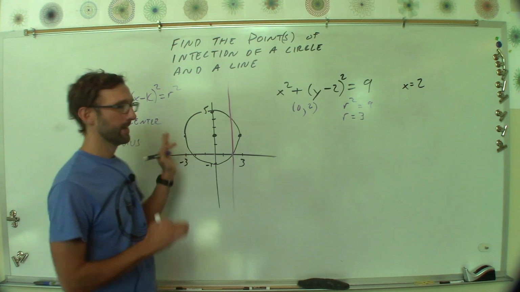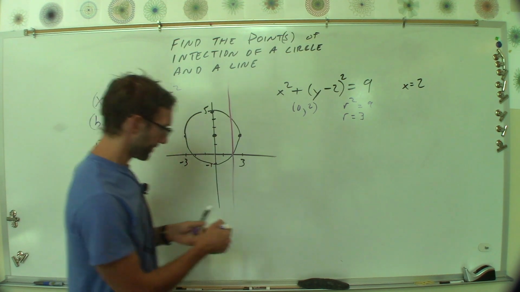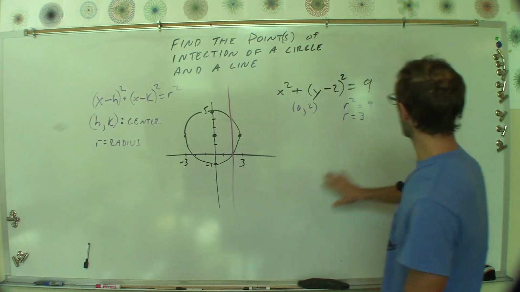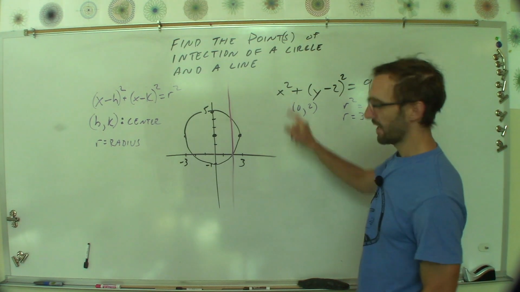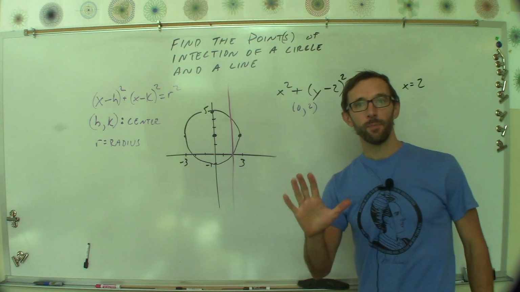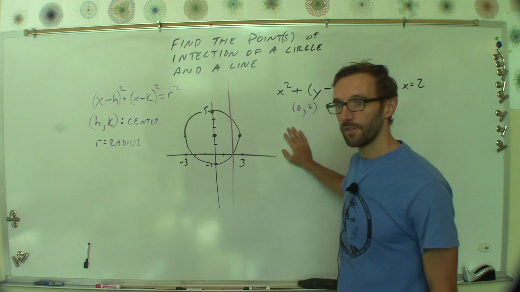Oh, by the way, I think we showed that the circle is not a function. All right, so how do we do this? Well, it says x is 2, so let's substitute that in here. But I'm going to have you pause the video, try that out, and see if you can get the points of intersection.